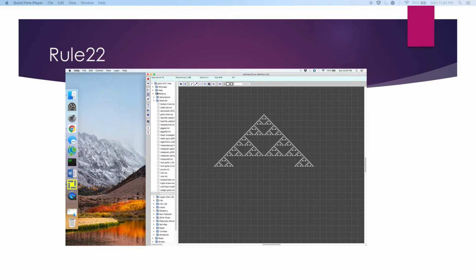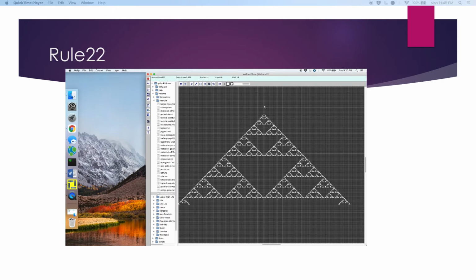Rule 22, for instance, falls into the highly structured case. Those of you with exposure to the study of fractals will recognize the emerging pattern. Rule 22 produces Sierpinski's triangle.